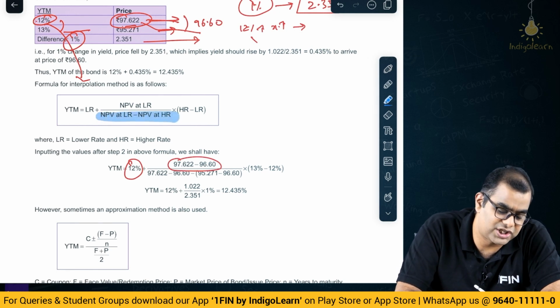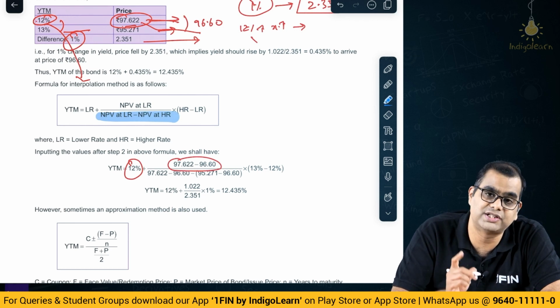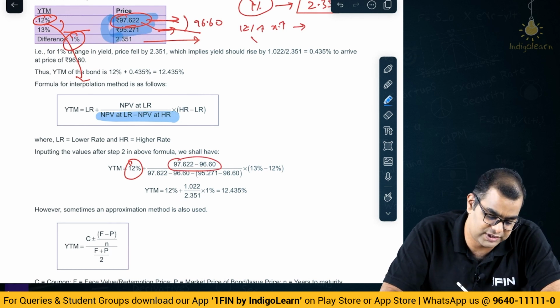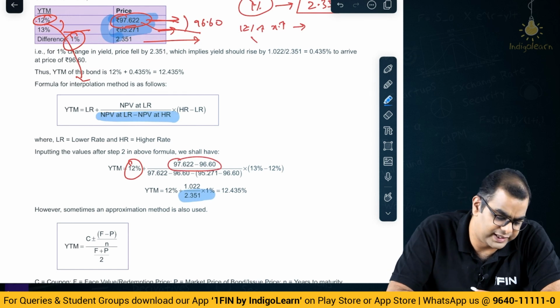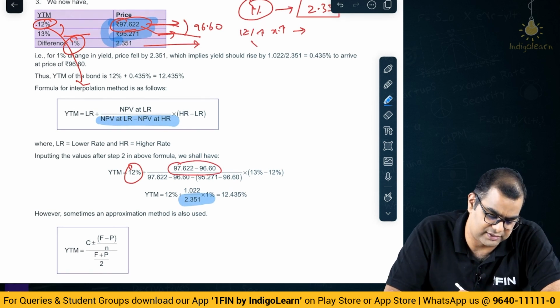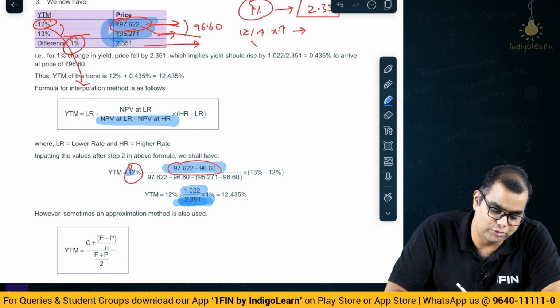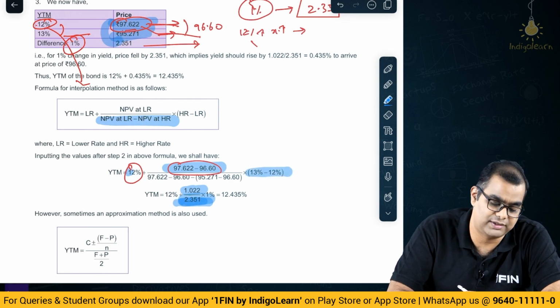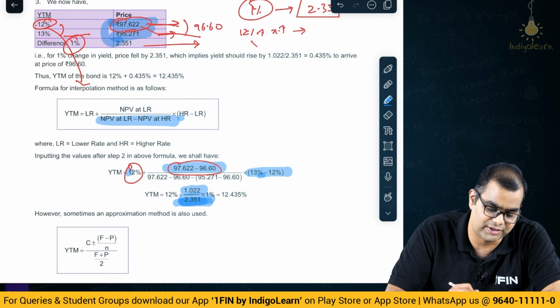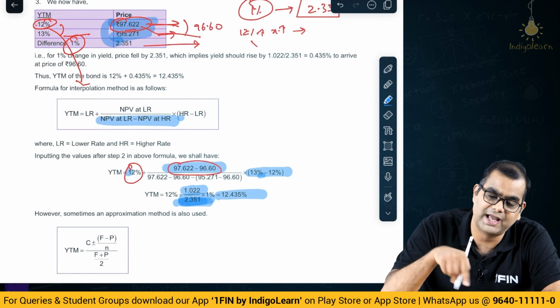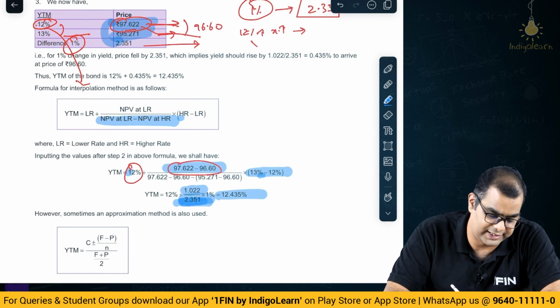What is the overall change because of the change in yields? What is the overall change in prices, which basically is 97.622 minus 95.271, which is 2.351. So 12% plus the desired change of 1.022 divided by 2.351 into 13 minus 12, basically high rate minus low rate, which is 1%. So you basically end up at the same thing, 12.435. I also did the whole exercise and arrived at the same number. So it is a very simple calculation.